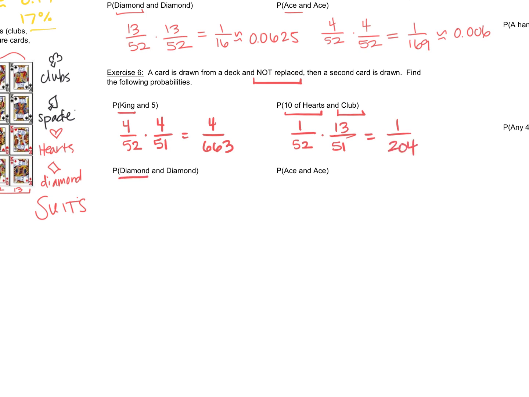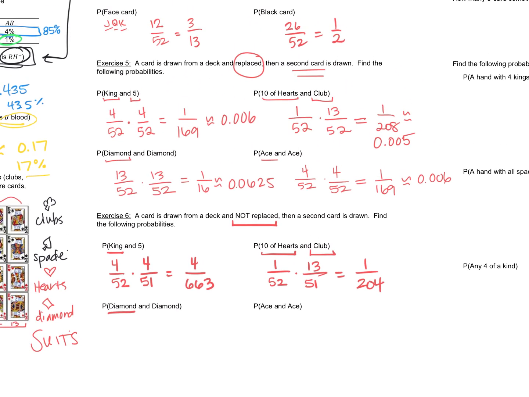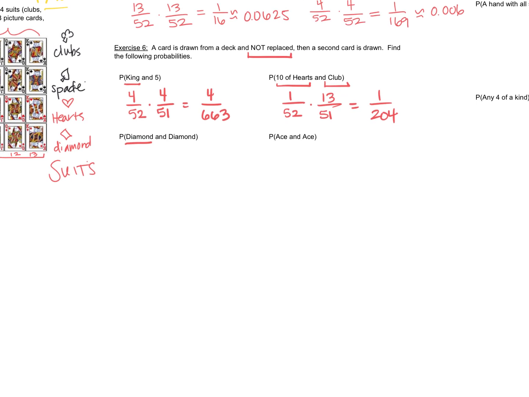So again, notice that these are the same exact questions that we had before, but it really matters if you say that they're replaced or not replaced. If they're not replaced, we have that dependence. So getting a diamond, there are 13 out of 52. And the next one being a diamond also, there's only 12 out of 51. And multiplying that and reducing, we get 1/17. For aces, there are 4 out of 52. Again, once you choose that, there's only 3 left out of 51. Multiplying and then reducing, that's 1 out of 221.